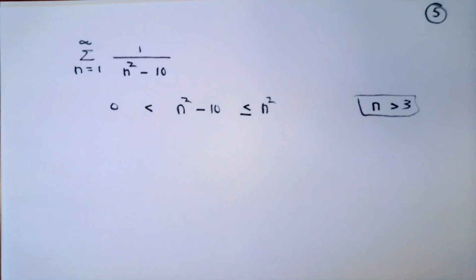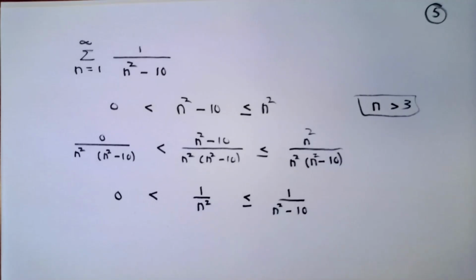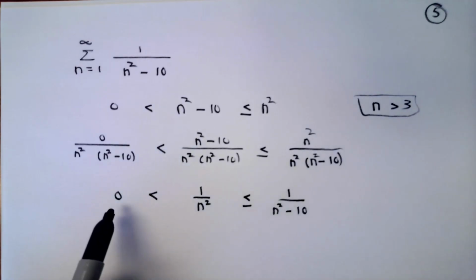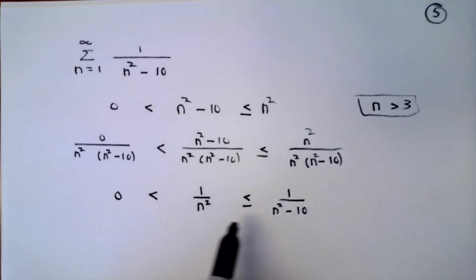After a while, after n is 3, n squared minus 10 will be positive, and n squared minus 10 will be less than or equal to n squared. In an inequality, I can divide through by a positive number and not alter the inequality signs any. Doing the algebra, I found out that 0 is less than 1 over n squared, which is less than or equal to 1 over n squared minus 10, and this is very unfortunate.